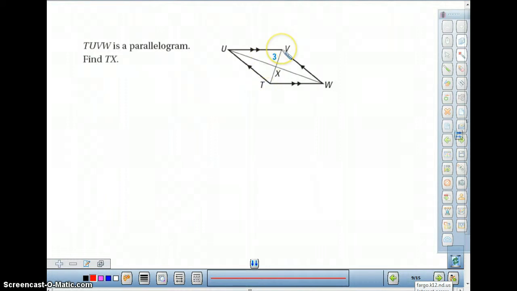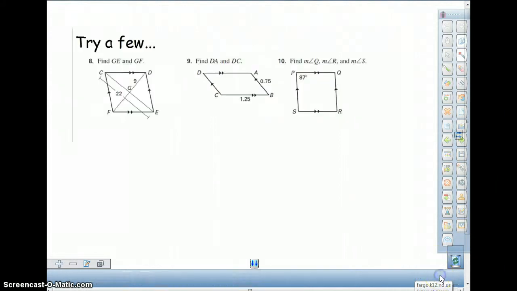Okay, so if we look at that, right here it says that VX is 3, they want TX. Since these bisect each other, these two are going to be the same, so this is 3. I don't know what these are, so I can't tell what those are, but in this case that'll be 3. Okay, right here we have GD being 9. They want us to find GF, so that's also going to be 9. Okay, this line here tells us that this whole thing, CE, is 22. So if I take half of 22 right here, that will give us 11.